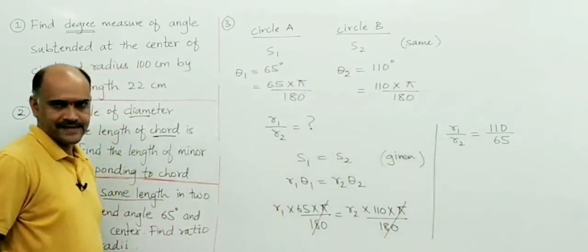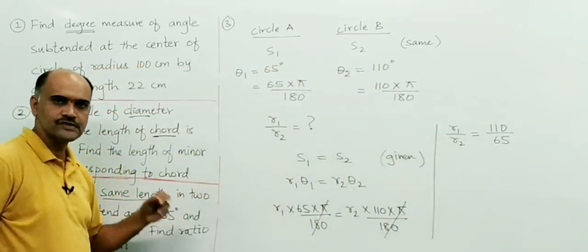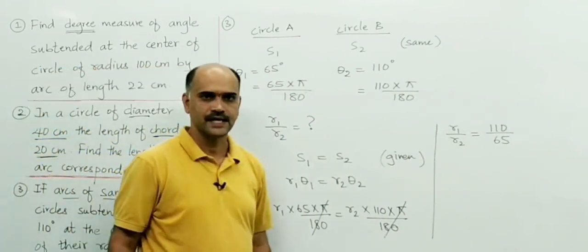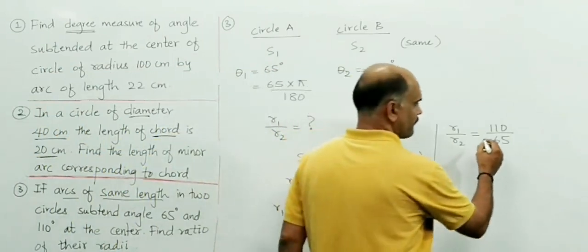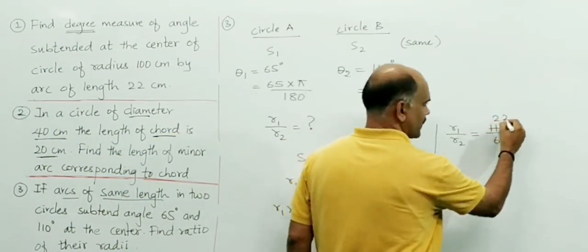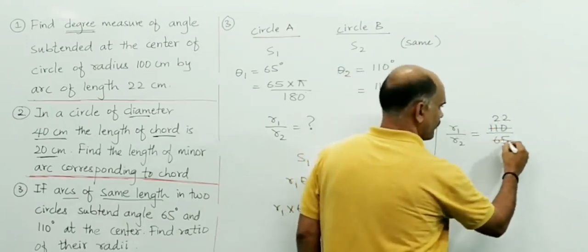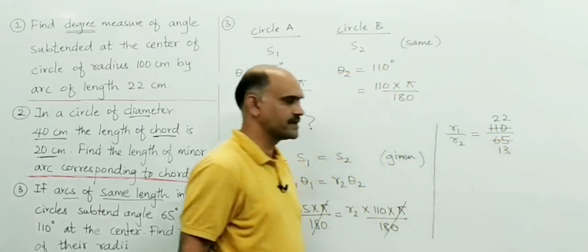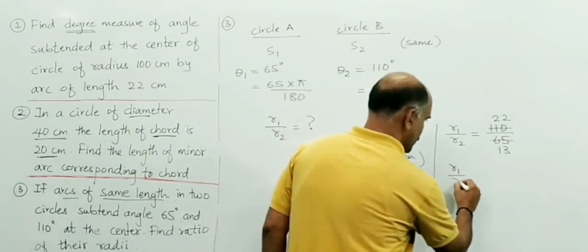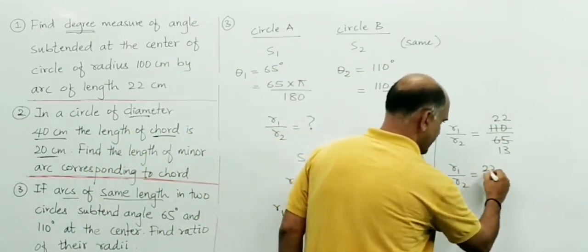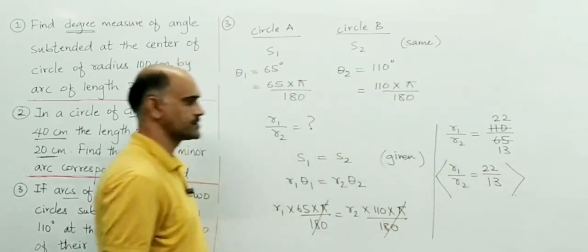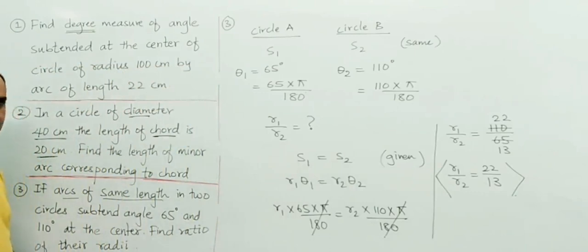Now you cancel it. Here instead of using calculator, you cancel it and keep it in the form of P by Q, that is rational number. So by 5 I can get cancelled. 5 2s are 10, 1 remains, again 5 2s are 10. 5 1s are 5, 5 3s are 15. So you will have R1 by R2 is equal to 22 by 13. This is the answer. R1 by R2 is equal to 22 by 13.